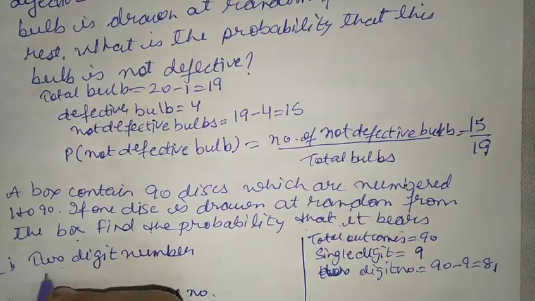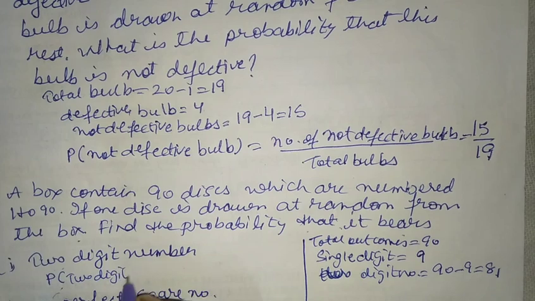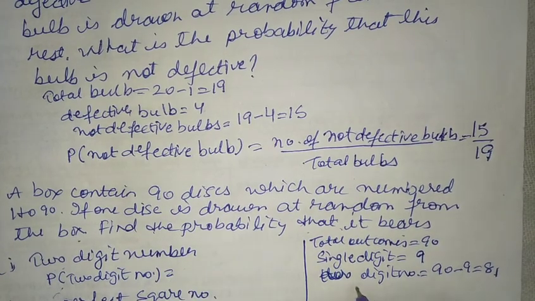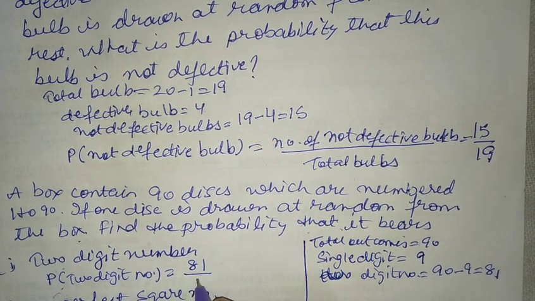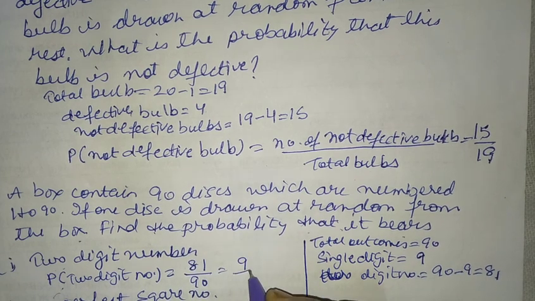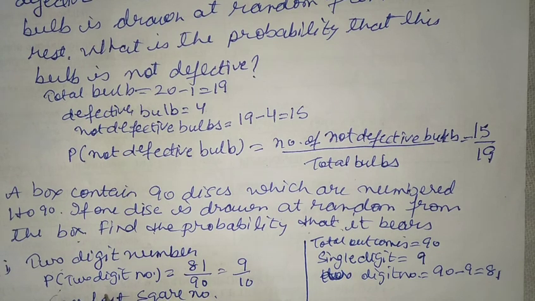So probability of getting a 2-digit number will be number of 2-digit numbers, that is 81, by total outcomes, that is 90. So we divide by 9. We have 9 times 9 is 81 and 9 times 10 is 90. So probability of getting a 2-digit number here will be 9 by 10.